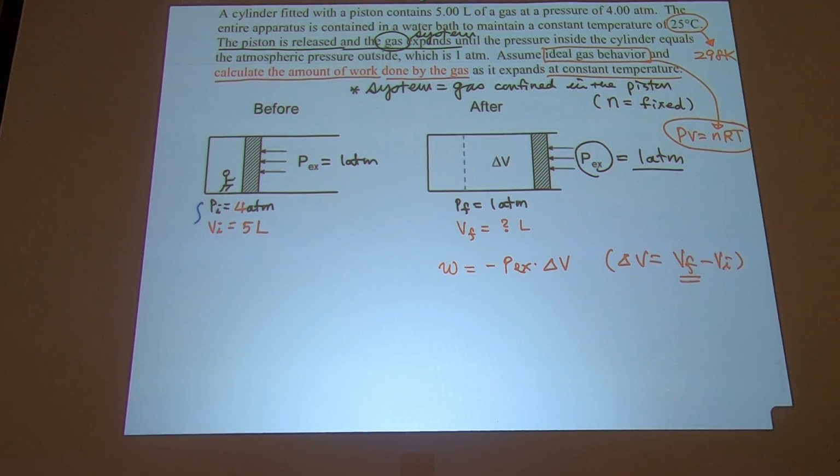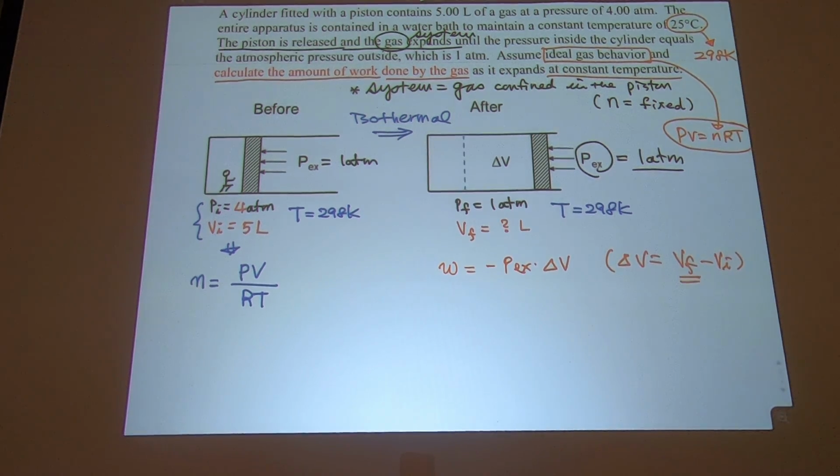If you have the pressure and the volume, what you can calculate is n, which is PV over RT, because you know the temperature is 298 Kelvin. This is an isothermal process. So I have all the information, and all I need to do is simply plug it in.